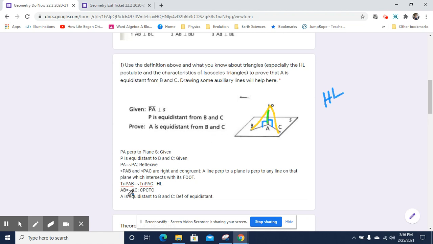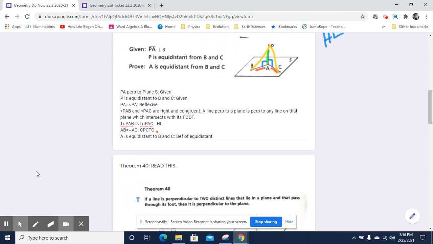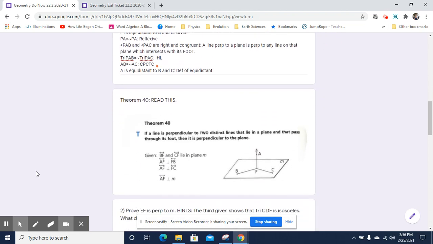And then with that, we can use CPCTC to say that AB and AC are congruent. Okay, so CPCTC right there. And since they are congruent, A is equidistant to B and C. Now let's go to the next one. I hope that clarified that.